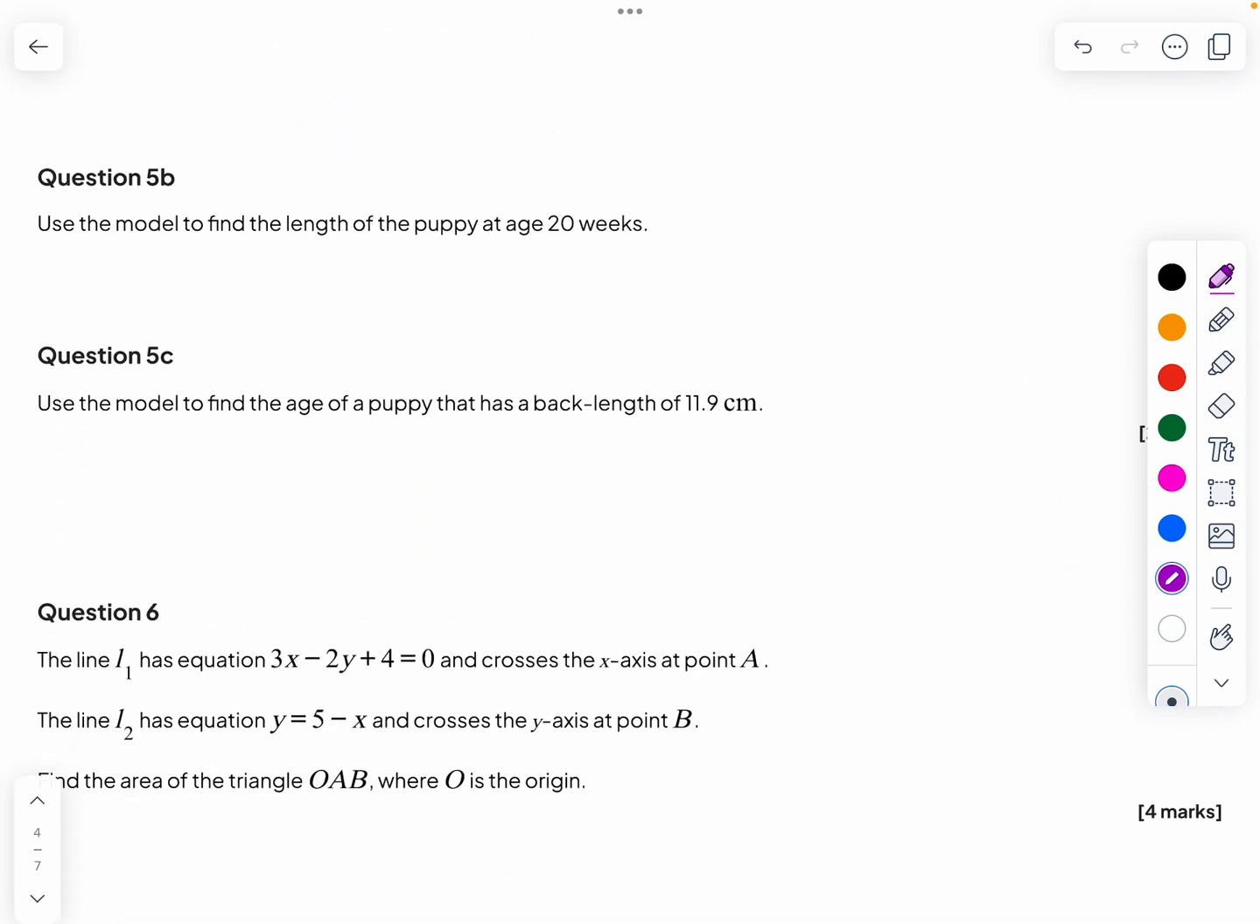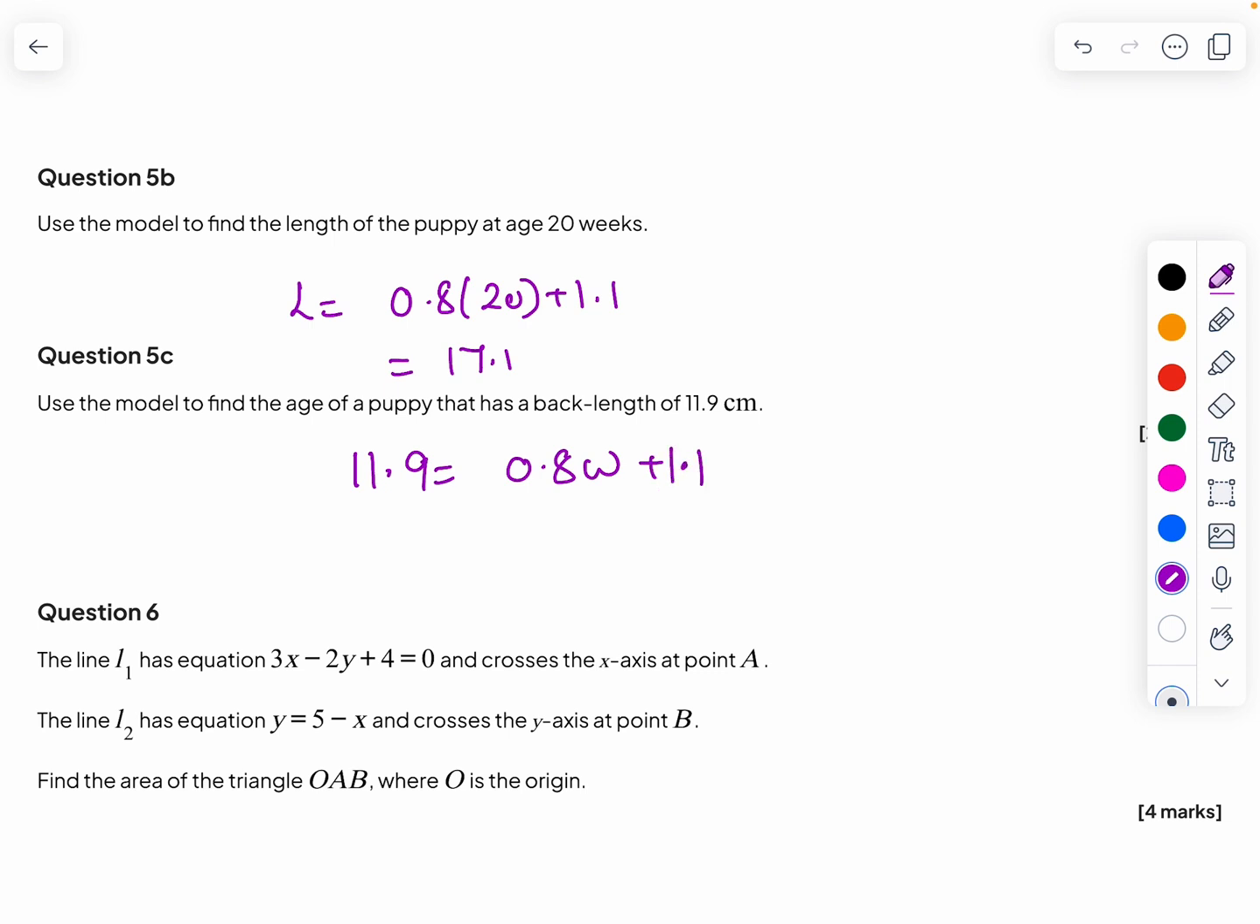Use your model to find the length of the puppy after 20 weeks. So L equals 0.8 times 20 plus 1.1, which is 17.1. Use the model to find the age of the puppy that has back length 11.9. 11.9 equals 0.8W plus 1.1. 10.8 equals 0.8W. So W equals 13.5 weeks.